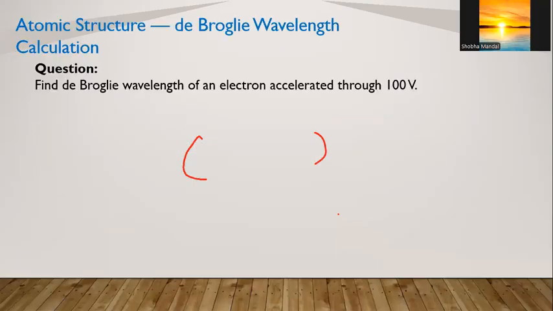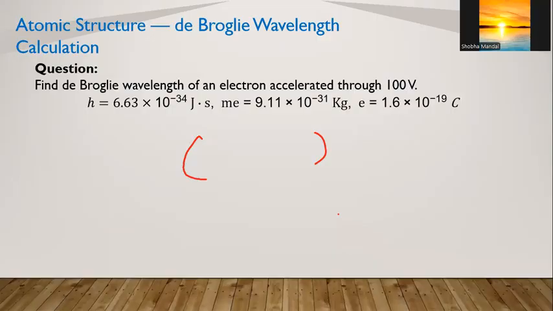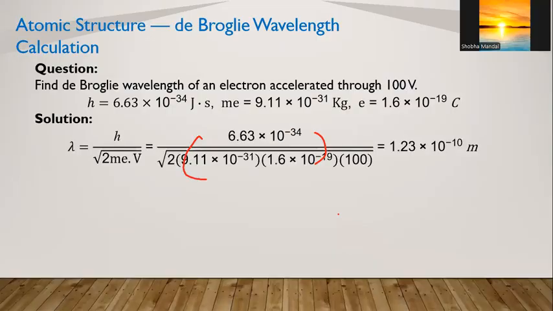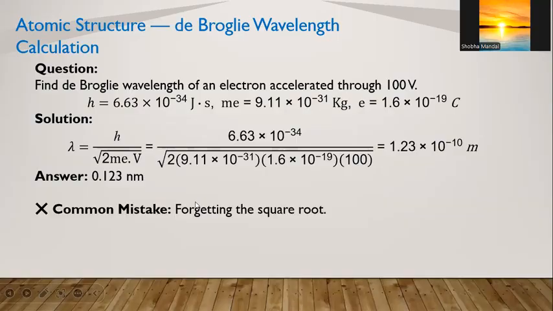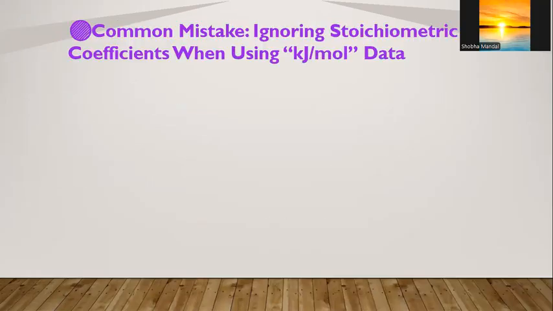This is another question, from atomic structure. When we have to calculate the de Broglie wavelength, we can easily plug in the values given in the question for Planck's constant h, the mass of the electron and the charge of the electron. But the common mistake most students make in such a question is that they forget the square root. So students, be aware while using the formula, and do calculate the square root so that your de Broglie wavelength comes out correct.